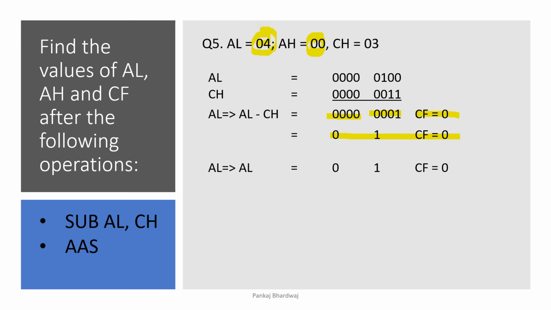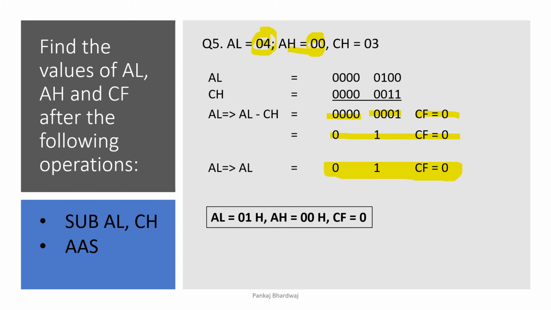And as the number is not greater than 9, we need not change anything. There is no carry, so there is no need to change anything. AL will be the same, 01, and AH is the same, 00. So the answer is simply AL equals 01, AH equals 00, and there is no carry, so CF equals 0. Clear?